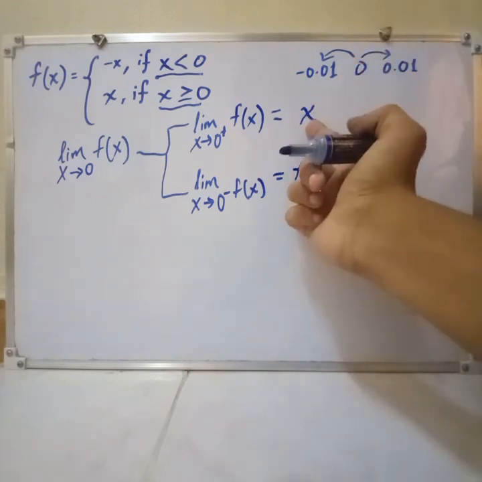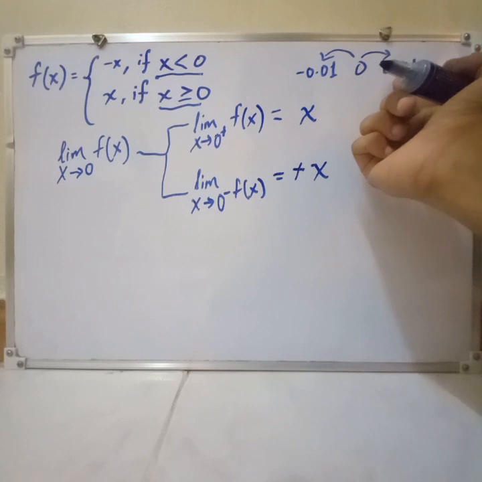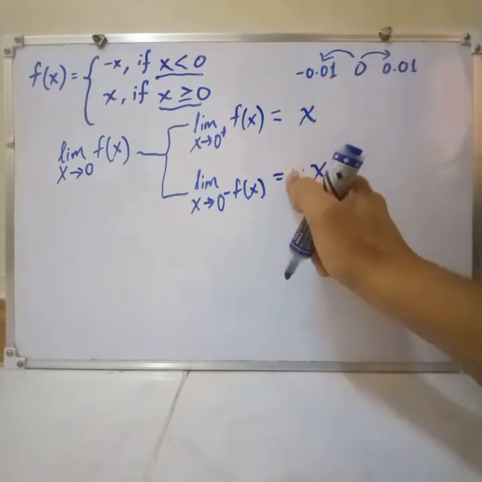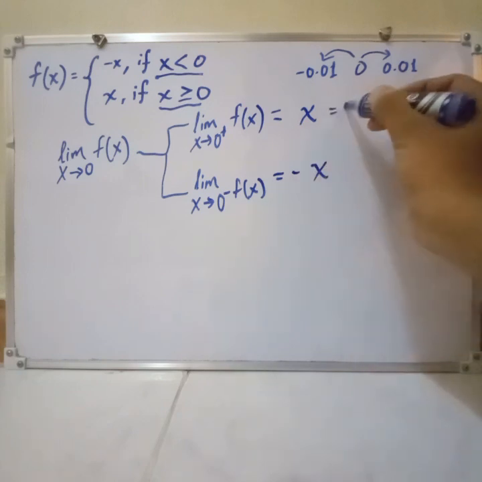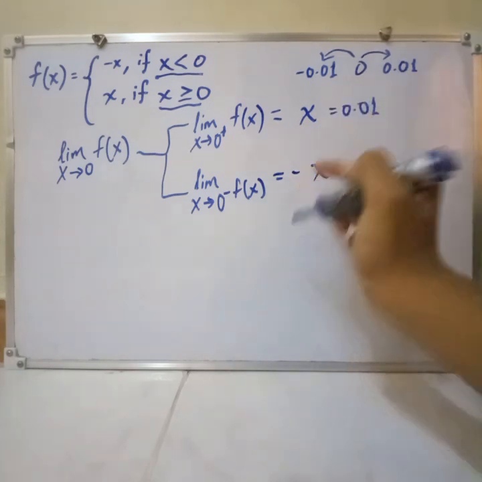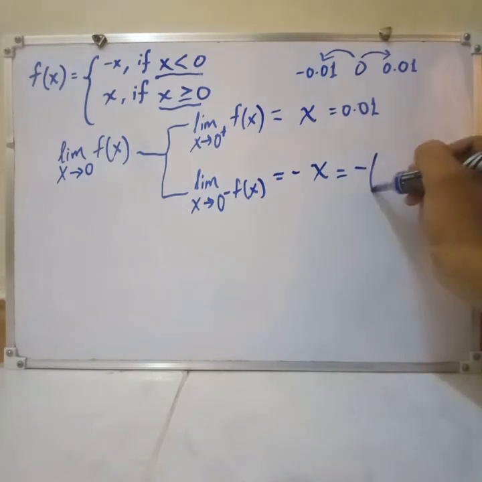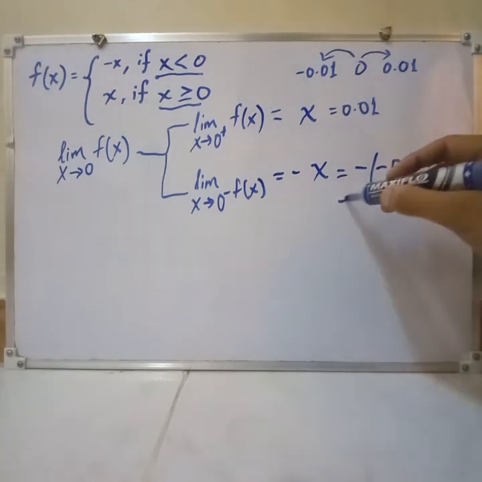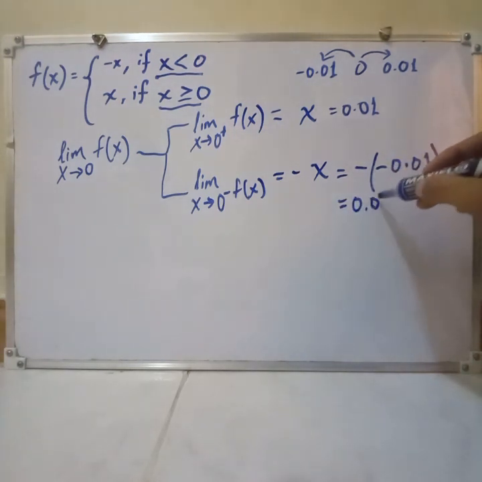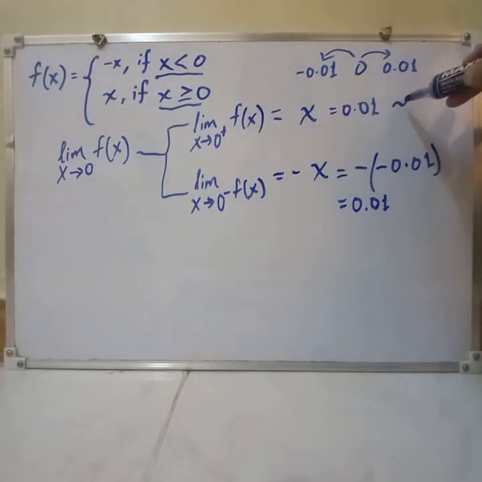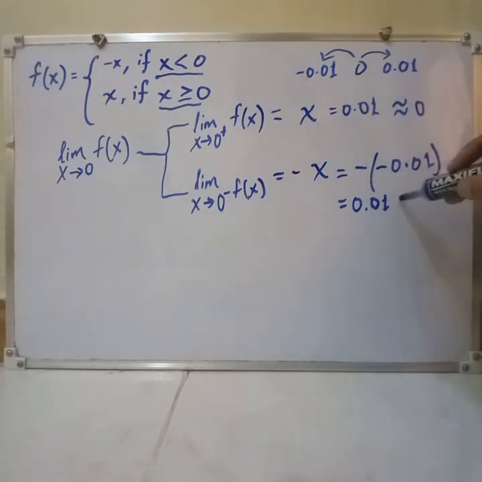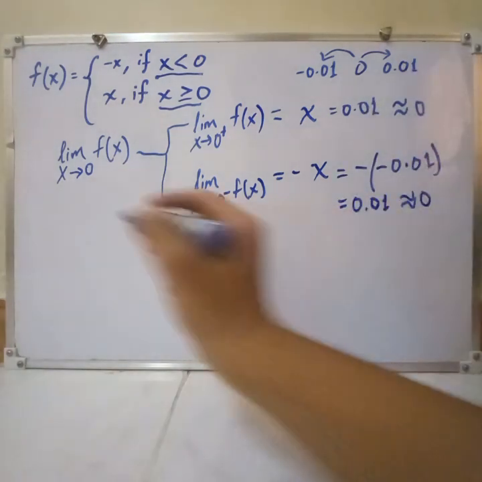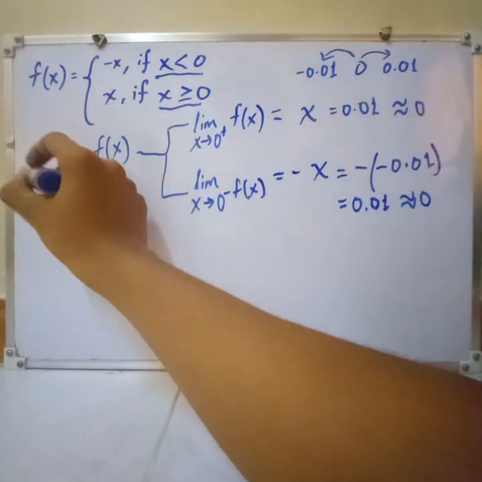So in the first case, if you are getting x, it will be 0.01. In the second case it will be minus x, right? So instead of x we have to put minus 0.01. If you check the result, it will be equal to 0.01 itself, and you can say it's approximately equal to 0 in both cases. It's not 0 but close to 0, so the answer can be considered as 0. So this is our first step.